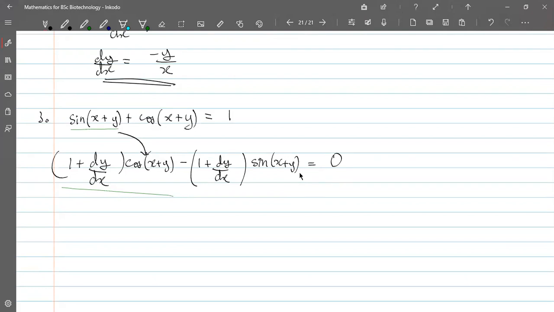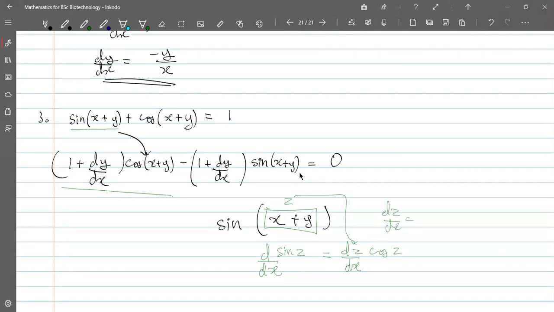We are applying chain rule because it's sine of x plus y. So let me do that in detail. For the first term, we have sine of x plus y, right? So what we are seeing is this is one variable. Call this z if you want. So now you need to differentiate sine z with respect to x, not with respect to z. So sine z with respect to x, that is cos z times dz upon dx. But what is z? It is x plus y.